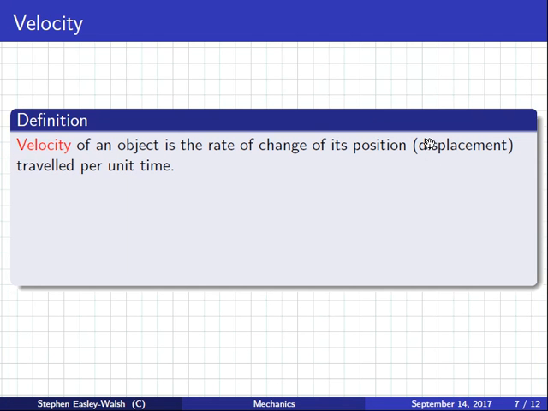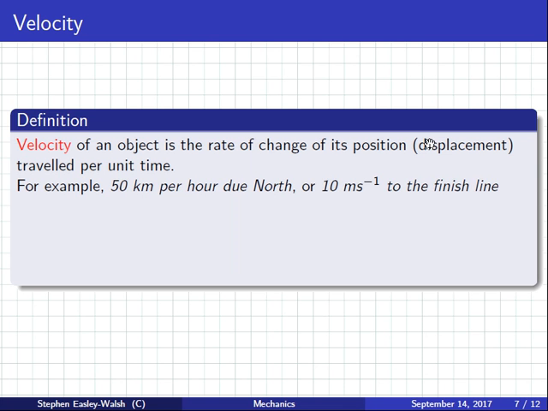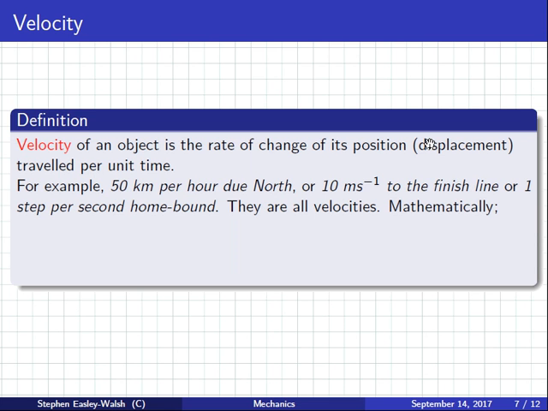So velocity is the change in displacement per time. For example, 50 kilometers per hour due north. So it has a direction to the north. Or 10 meters per second to the finish line. Or one step per second to my home, homebound. They are all velocities. As a formula, velocity is change in displacement over time taken.